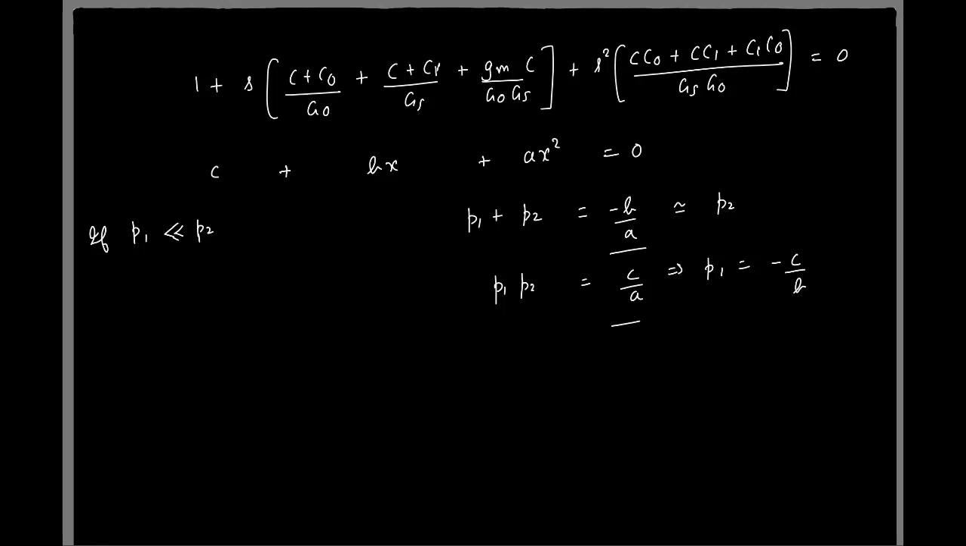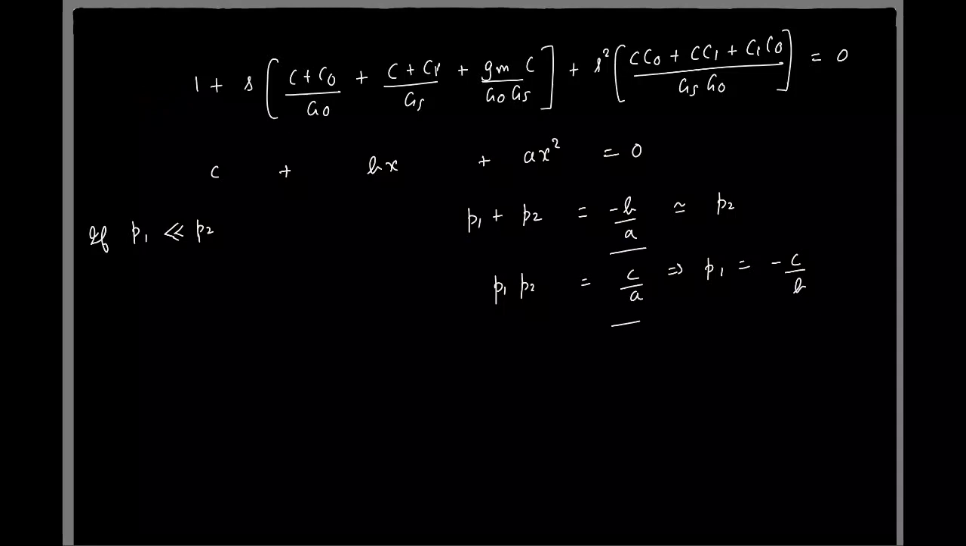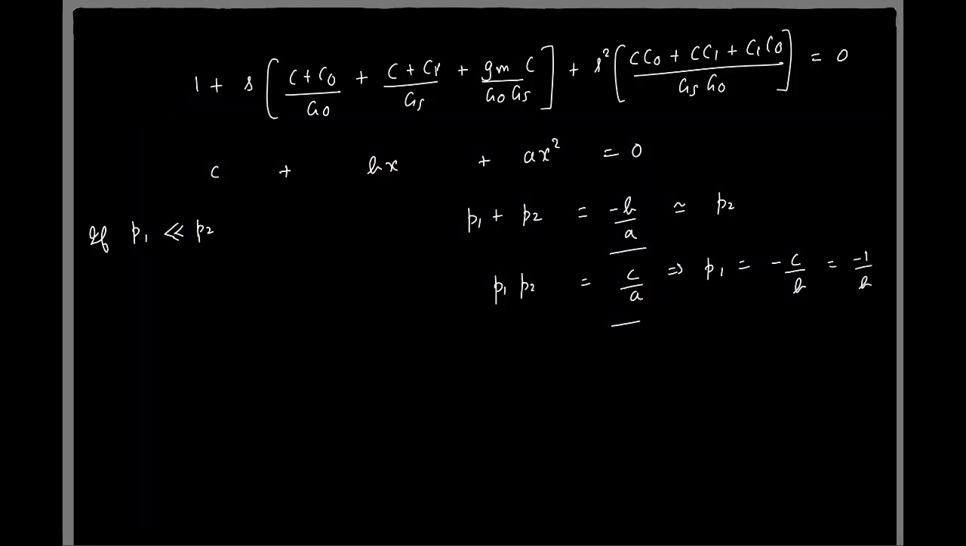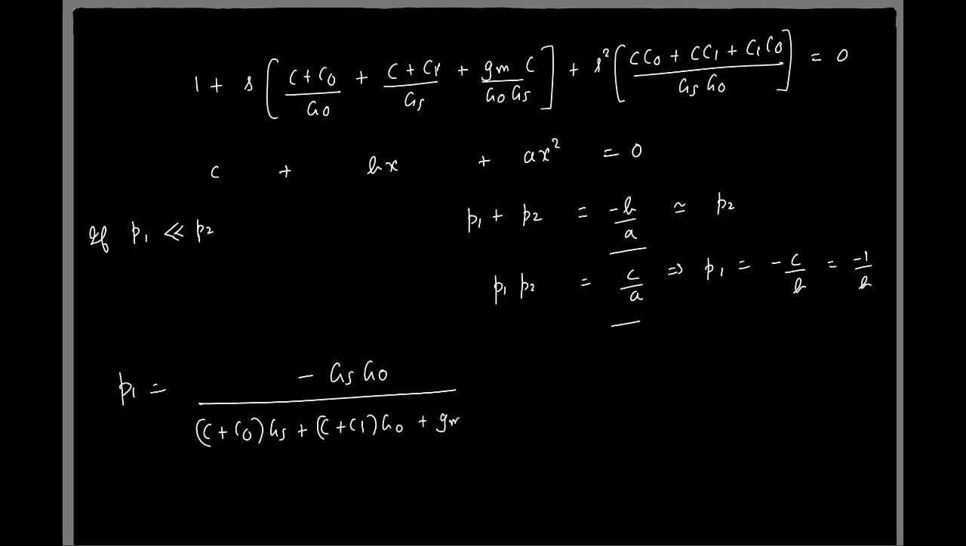So this is the deal, and in this equation, what is the value of C? C is 1. So the first pole is basically minus 1 by B. So the first pole is minus 1 by this entire term. What I'll do is take GS in the numerator alone. So I'll write minus GS. What will I have in the denominator now? I have GS, G naught. It's basically 1 by this term, right? So what is it? C plus C naught times GS, G naught. Here I'll just take the G naught out and put it in the denominator.